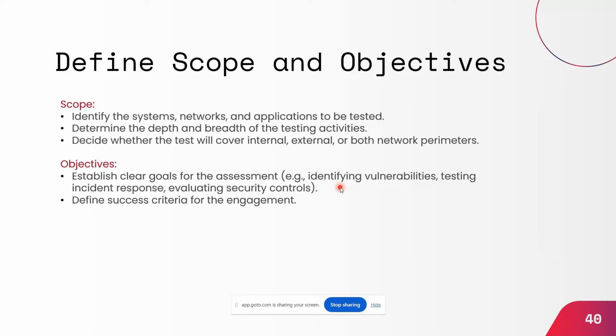respond to those incidents, or evaluating the security controls which they already have in place, whether they are suitable for the network or not, or whether they need any improvements in the network, right? And define the success criteria for the engagement. If you have the expectations properly, we'll be able to perform this engagement by meeting their expectations, and that will become a success, right?